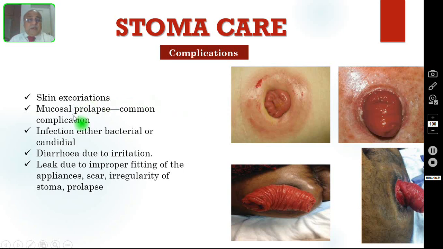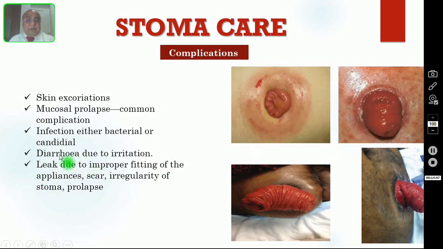This is mucosal prolapse, or the whole thing, this is a prolapse. This is also a prolapse, and this is also a prolapse. Sometimes there may be infection, either bacterial or candidal. You are seeing folliculitis around this stoma. You can see the follicles here, the hair follicles. It is an infection of the hair follicle around this stoma, and that is a bacterial infection.